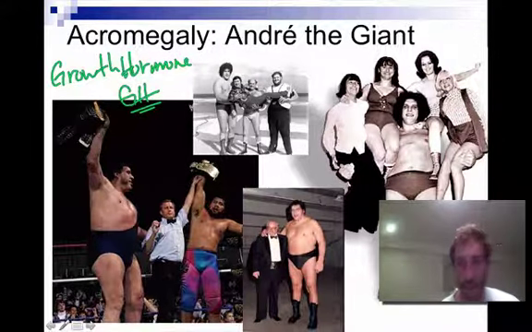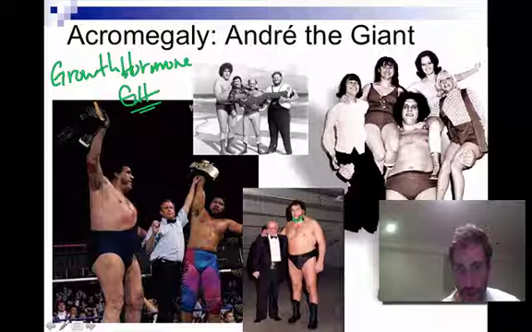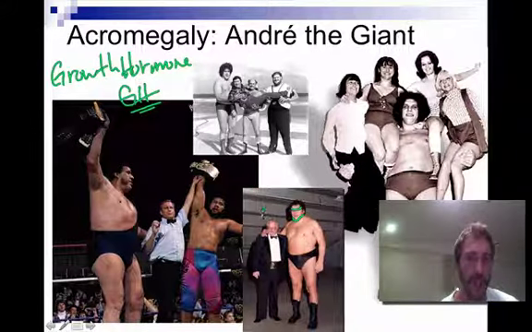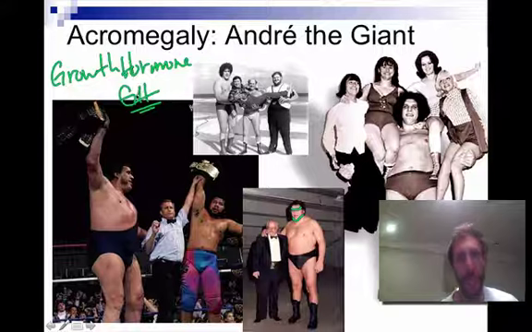So you can see, if you look, he's got kind of a characteristic chin and brow that looks almost caveman-like, but it's kind of prominent in that way. And that's characteristic of this condition, the excessive growth hormone production.